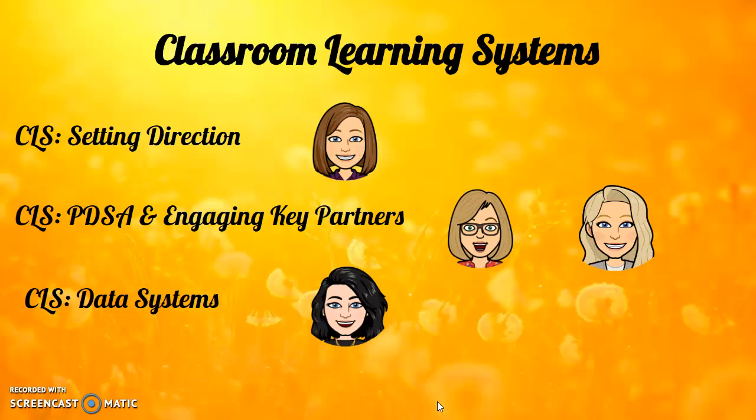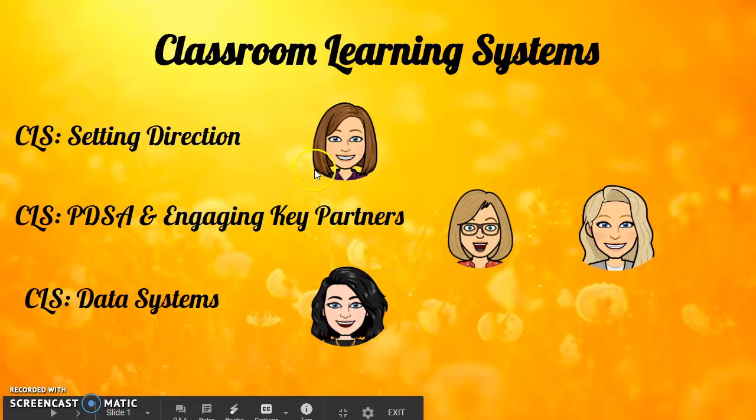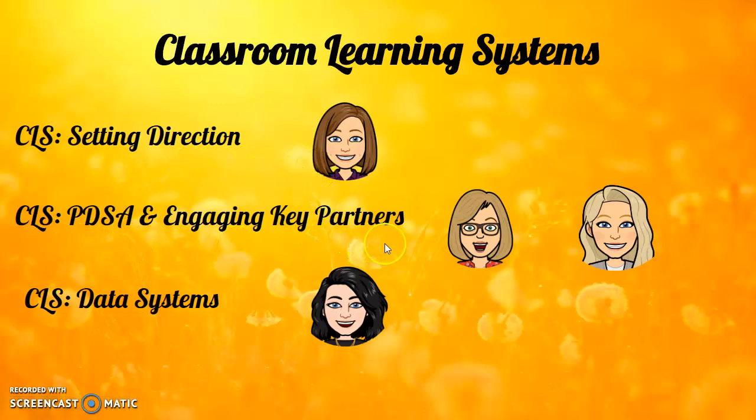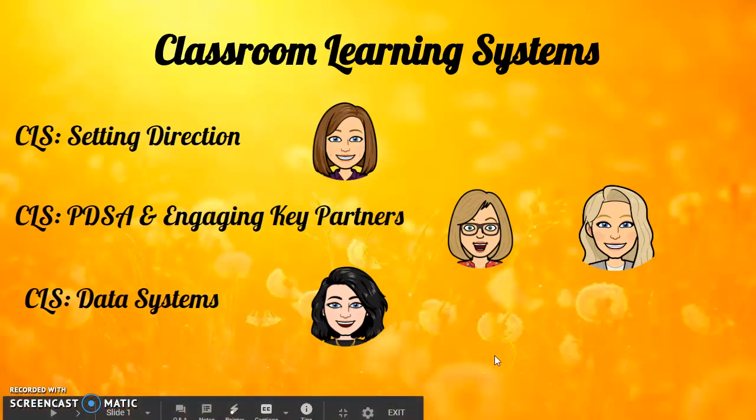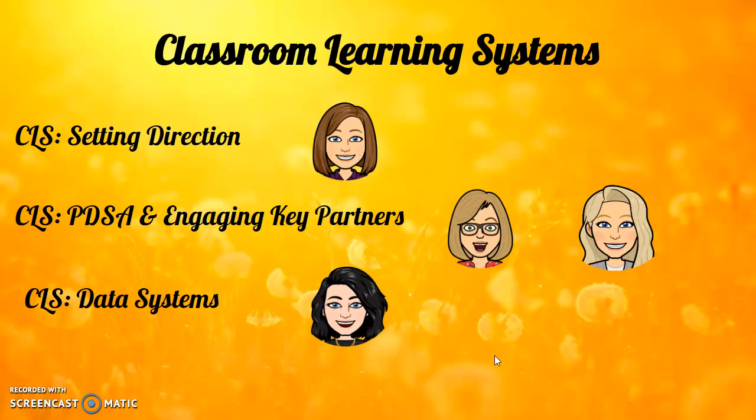There are actually 3 separate courses that support classroom learning systems, each with their own rubric and set of expectations for evidence submission. These courses include CLS, Setting Direction, CLS, PDSA and Engaging Key Partners, and CLS Data Systems. You don't have to take all of these courses at the same time. It's just important to remember that each one has its own requirements for evidence submission.